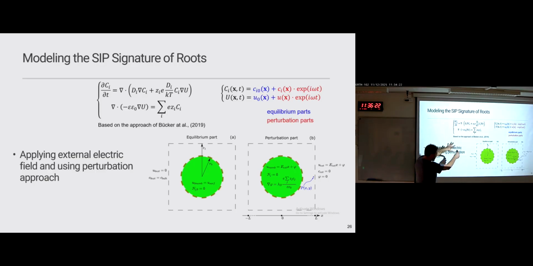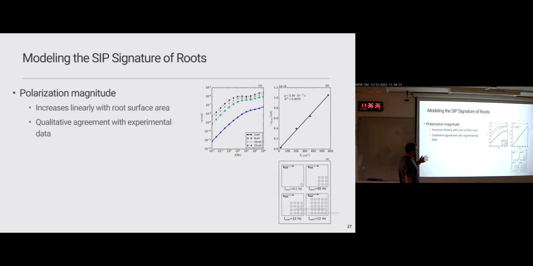And I'll not go into that, but eventually we got a solution of the concentration and potential distribution from which we can calculate the complex electrical conductivity. Let's have a look at the result. So I'm showing here the phase shift between the applied current and the measured potential as a function of frequency for a few cases.